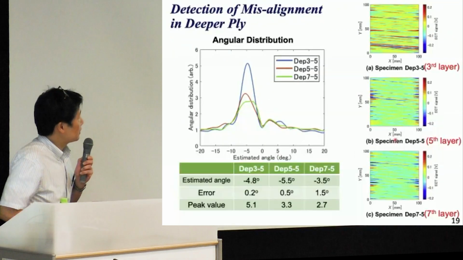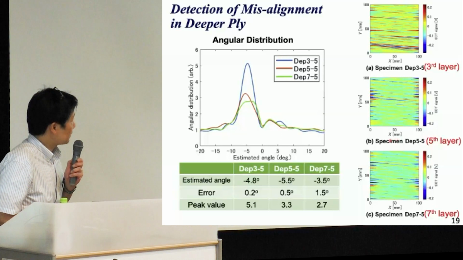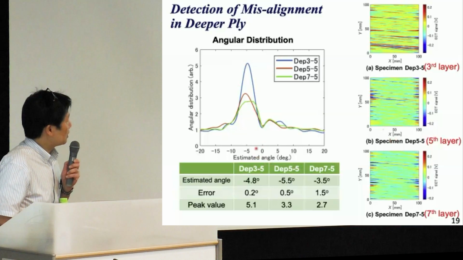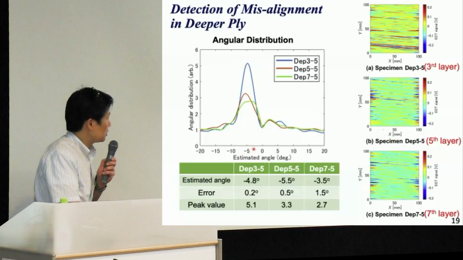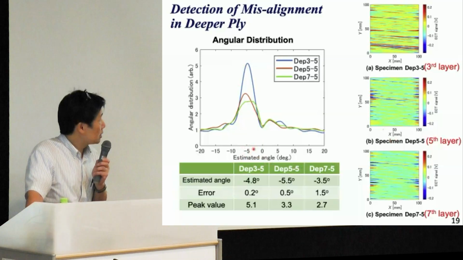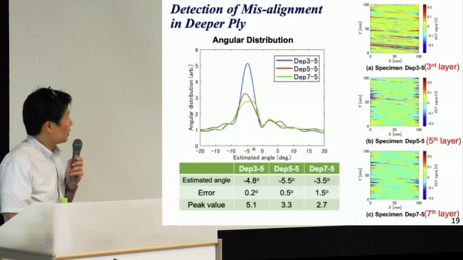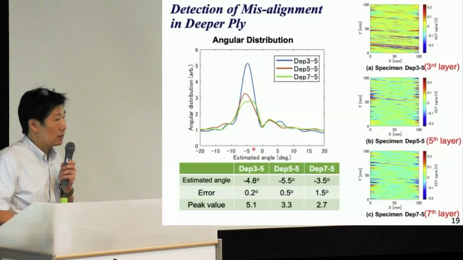And this is a result of estimation of the fiber misalignment angle. For each specimen, you can see the peak at 5 degree. So as you can see here, eddy current testing is a very effective technique to detect misalignment.